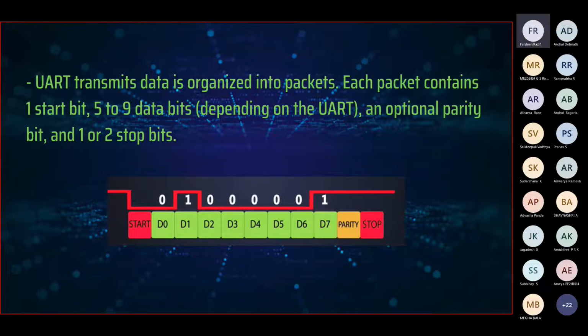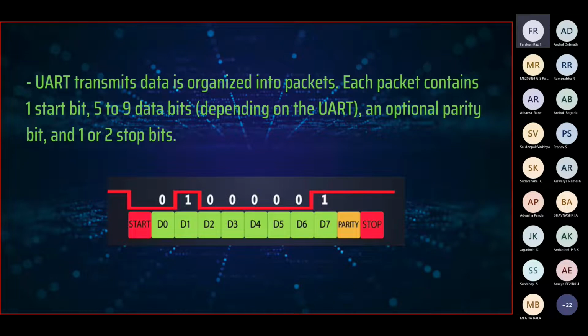After it starts the data communication, it will start sending the data. Now the data bits can be anywhere from 5 to 9. This depends on the UART application or the device which you are transmitting to. It can be anywhere between 5 and 9, but it cannot be more than 9. That's one limitation of UART communication. And there is also an optional parity bit at the end.